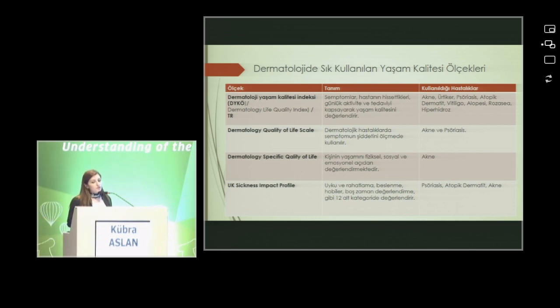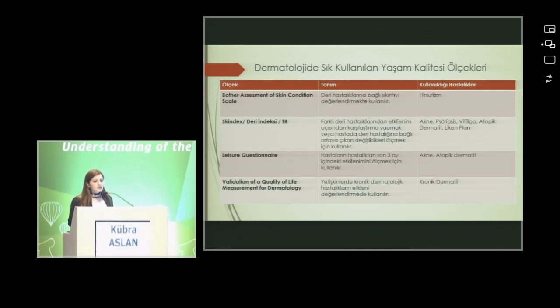Dermatologic specific quality of life evaluates the person emotionally. UK Sickness Impact Profile has been developed in the UK. In this scale there are 12 subcategories: hobbies and evaluating the free time are subtitles. Through that we can control the psychological change in the patient, especially for long-term studies.